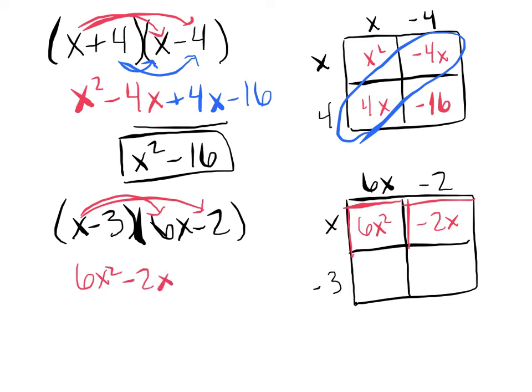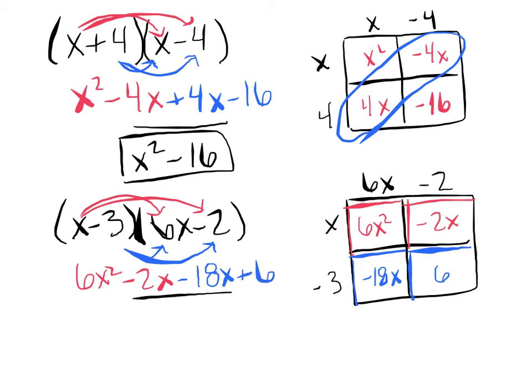Okay, now in the bottom of our rectangle, we have negative 3 times 6x. So we get negative 18x in both cases. And then we have negative 3 times negative 2 in both cases, which is positive 6. Combine like terms. Your like terms are usually always in the middle. You're going to end up with 6x squared minus 20x plus 6. Exactly the same thing you would get with the area model. So even with that extra coefficient in there, nothing changed. We're still using the same procedure to carry out our double distribution.